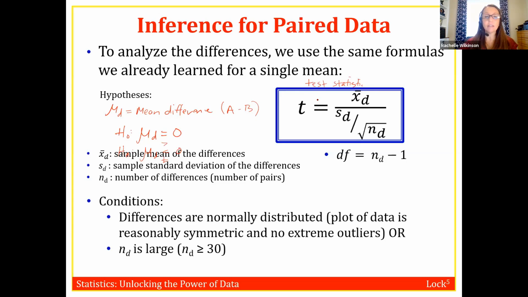And our conditions are the same as we did when we talked about doing inference for one mean, only now everything we're doing is on the differences. So we want all the differences to be normally distributed, or our number of differences to be large. And we're going to check that by looking at a plot of the differences. And if that dot plot or histogram is reasonably symmetric with no extreme outliers, we're going to say it's good. Or if our number of differences is 30 or more, then we're also going to say that we meet the conditions.